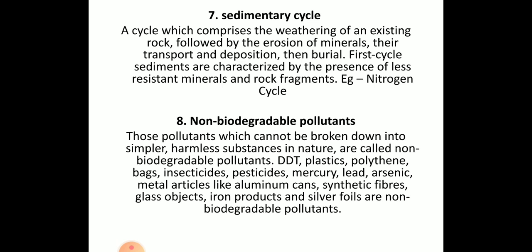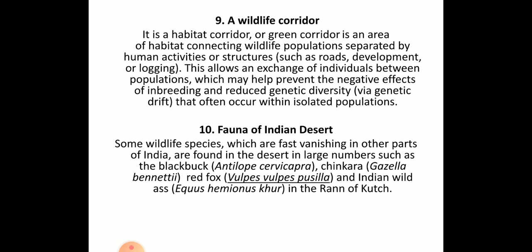Next, biodegradable pollutants. We know that there are two types of pollutants, biodegradable and non-biodegradable. Whereas non-biodegradable pollutants cannot be broken down into simpler forms and are harmful substances to nature. Also DDT, polythene bags, insecticides, mercury, lead, these all come under non-biodegradable pollutants. Next, wildlife corridor.